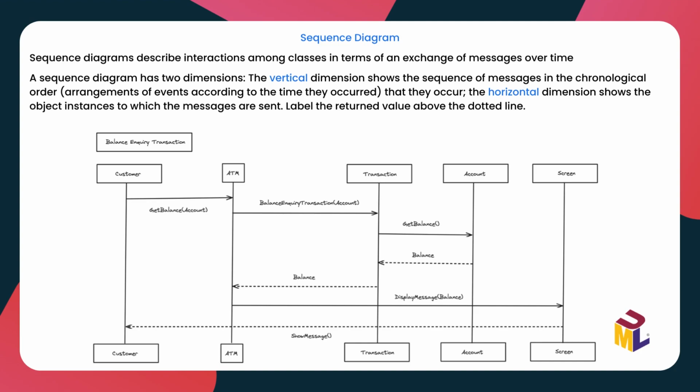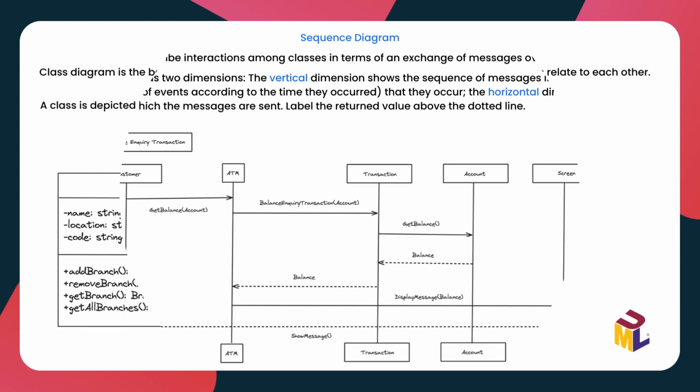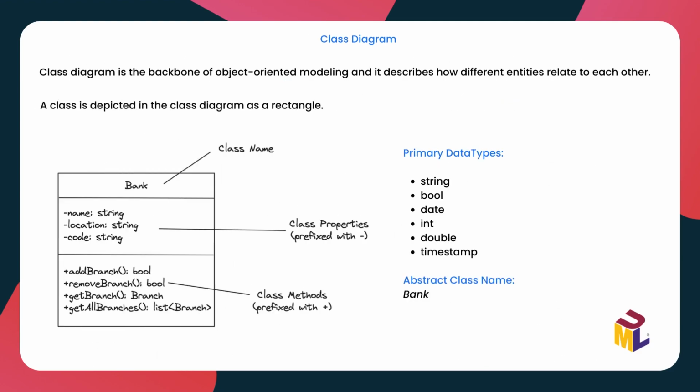So far, we have discussed behavioral UML diagrams. Let's discuss structural UML diagrams. Class diagrams describe how different entities relate to each other. Here's the sample class demonstrated with the help of a rectangular box containing 3 sections, one each for class name, class properties prefixed with minus, and class methods prefixed with plus.